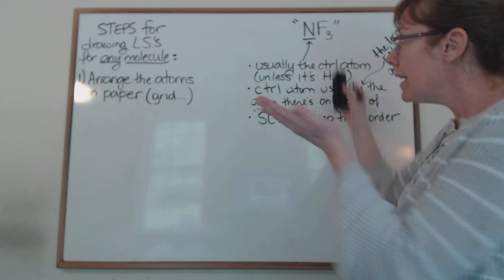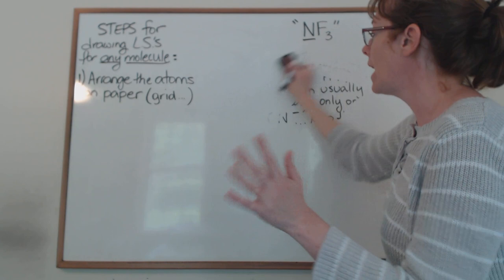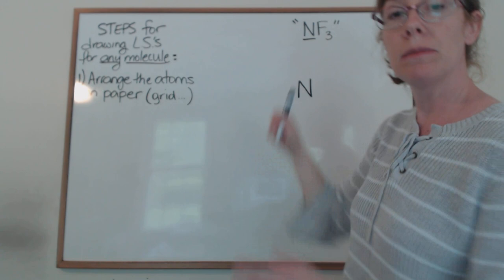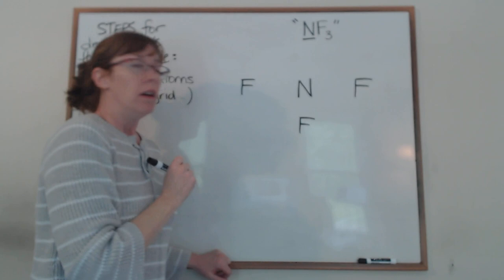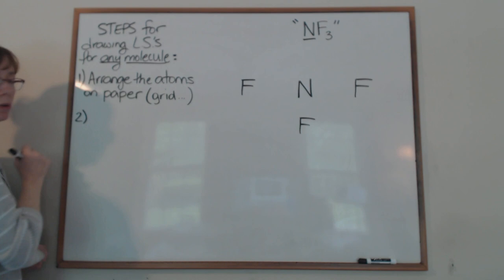But now that I know N is the central atom, let me go ahead and do that step. It literally means write your central atom and arrange the other atoms around it. As long as you do north, south, east, west, it doesn't really matter. I'm just going to do one here, and one here. But I could have put him up top. That would have been totally fine as well. Now, moving on to step two.